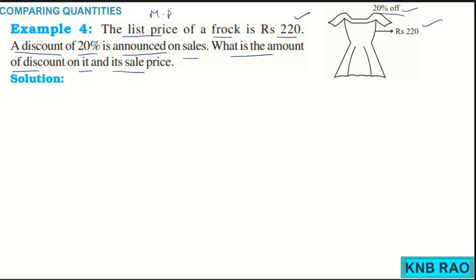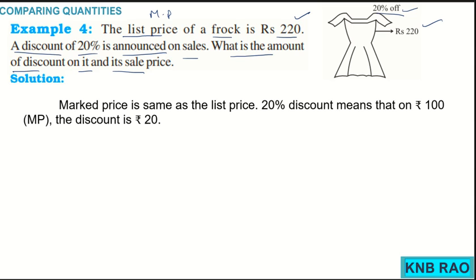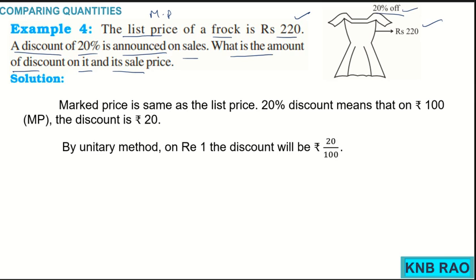So let us go for solving it. The market price is the same as the list price. A 20% discount means that on 100 rupees, a discount of rupees 20 is given. So by the unitary method, on rupee 1 the discount will be 20 by 100, and on 220 rupees the discount will be 20 by 100 into 220, which gives 44 rupees.